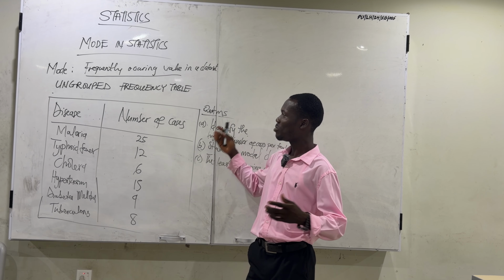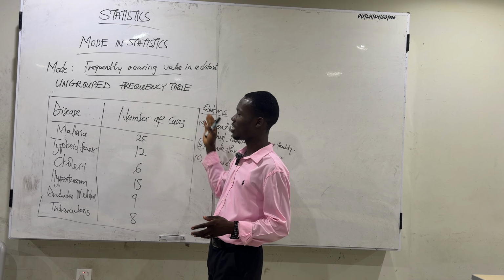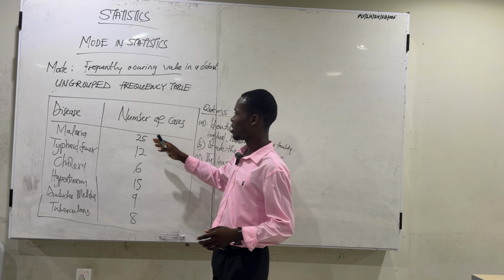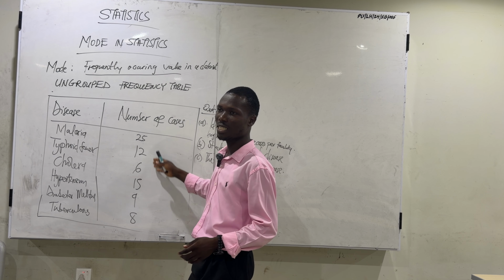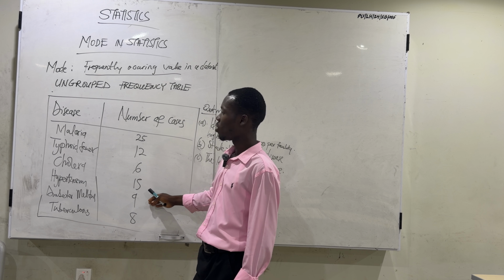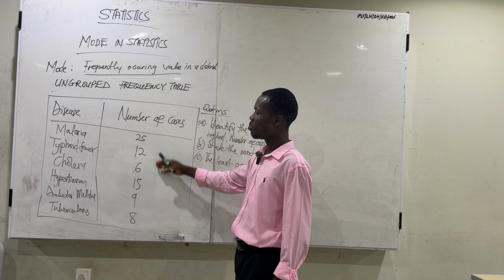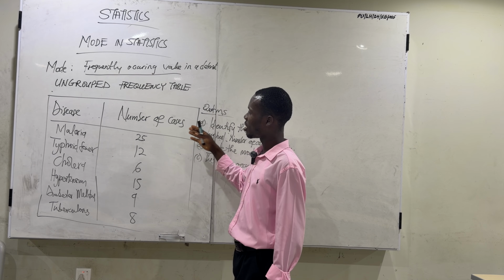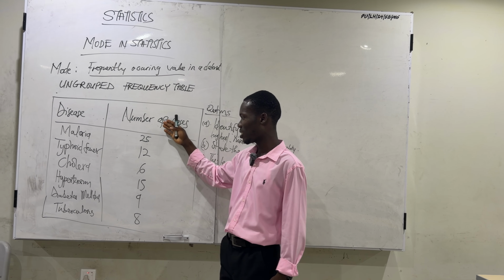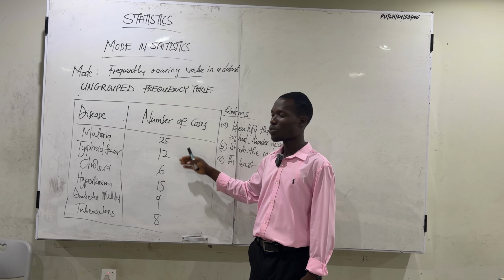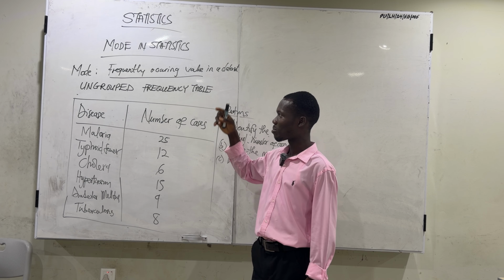All right, so in summary, this is our last question on the ungrouped frequency table. With this one, you have disease, you have number of cases. So the number of cases is the frequency. And when you are asked to find the mode with an ungrouped frequency table like this, it's very simple. You have to pay attention to the frequencies. So we use the highest frequency to find our mode.